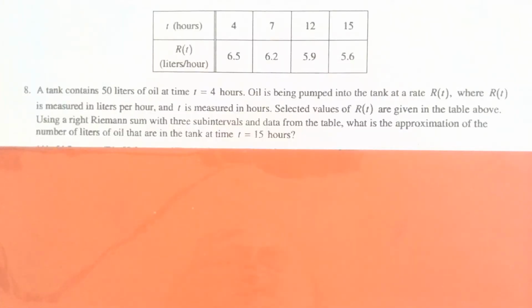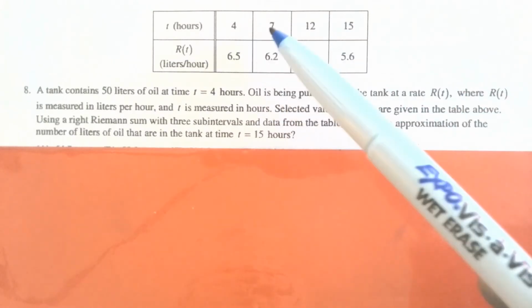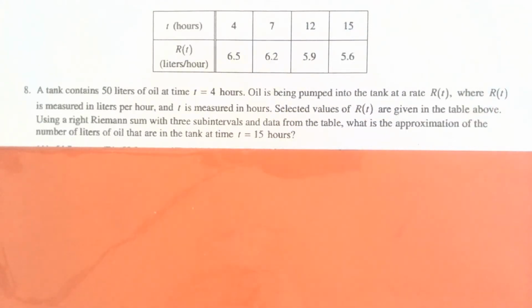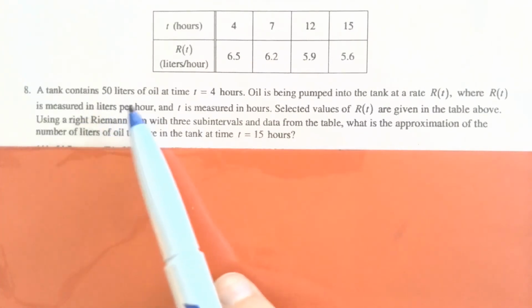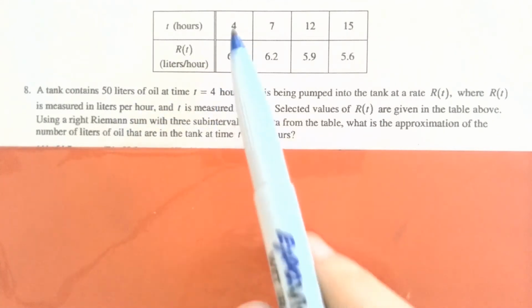So sometimes when we're asked to use a Riemann sum, we're given a table. And then also when we're given that table, we may not have even subintervals, and that's okay. We'll just use whatever they've given us in the table. So this is telling us that a tank contains 50 liters of oil at time equals 4 hours.